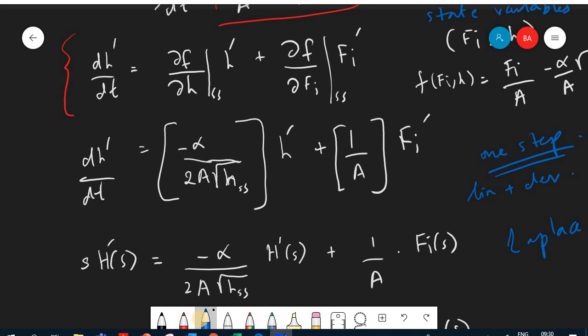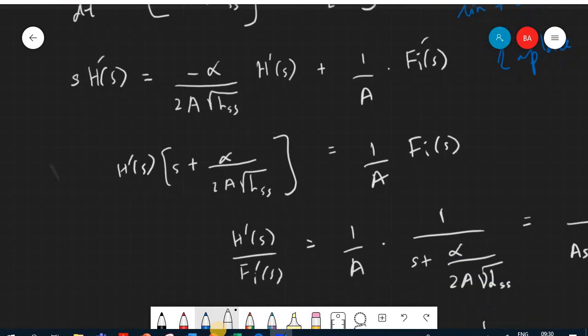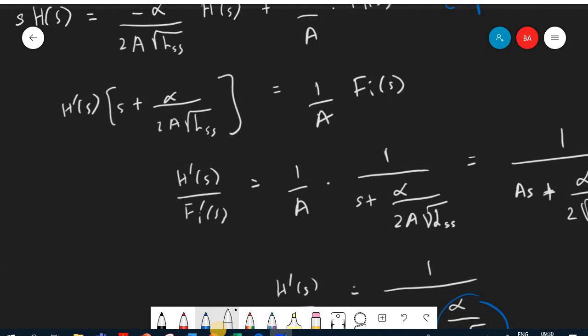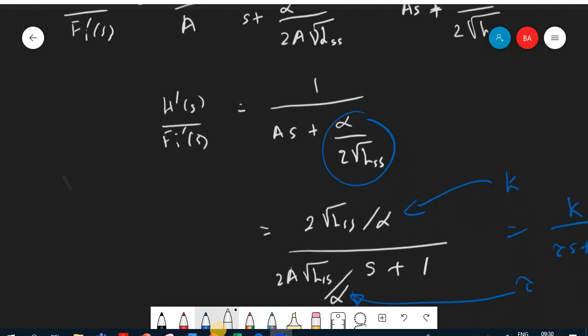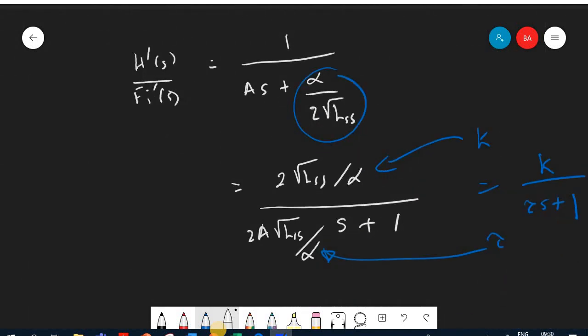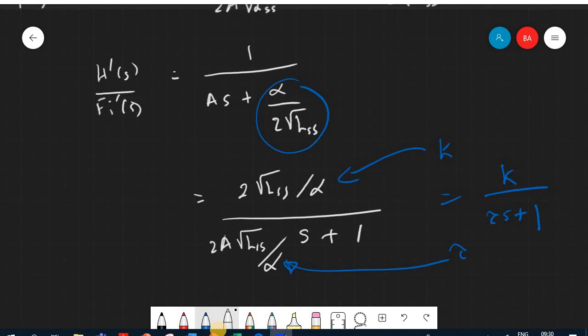You just take the derivative with h, you get this term. You take the derivative with Fi, you get this term here, and then you take the Laplace, where dh prime by dt becomes s H prime of s, h prime becomes H prime of s, and Fi prime becomes Fi prime of s. I will just put the prime here. Sorry for that, I need to put that in white. Then rearranging, taking a common factor and taking Fi to the bottom, we get our final shape, which looks like that. These are our two equations.